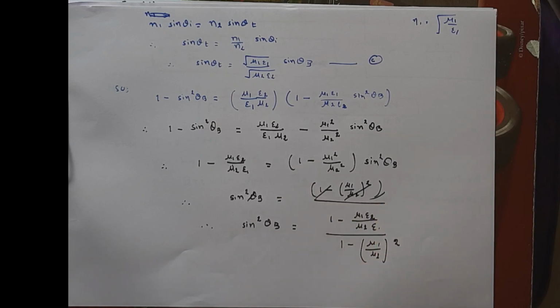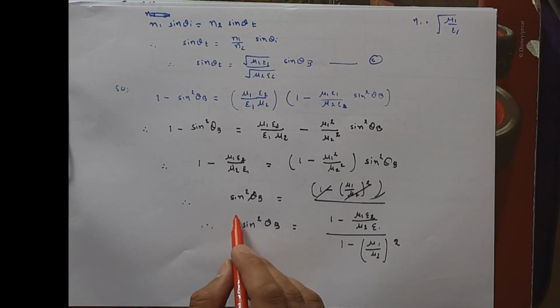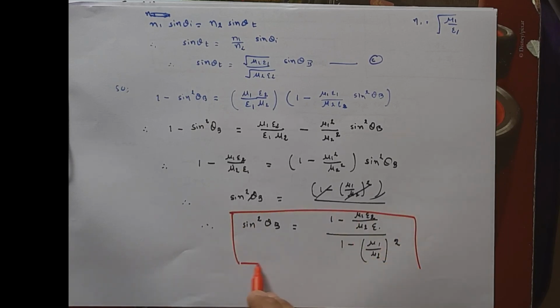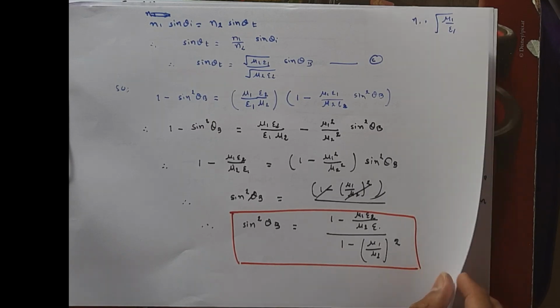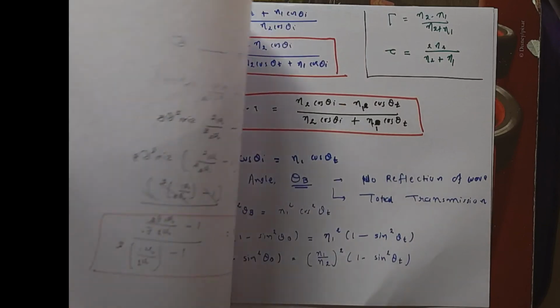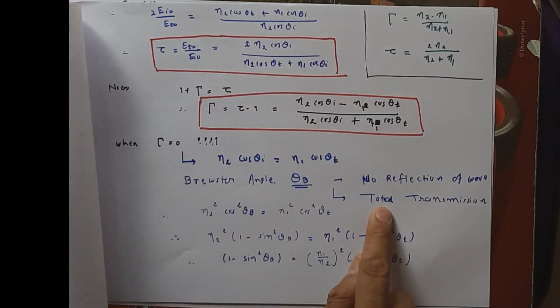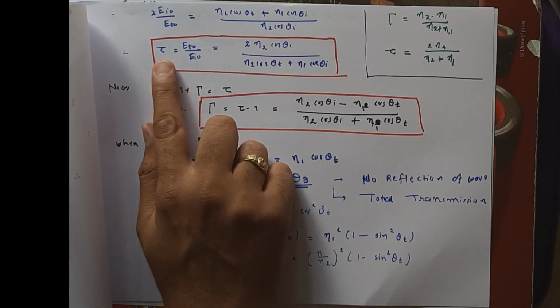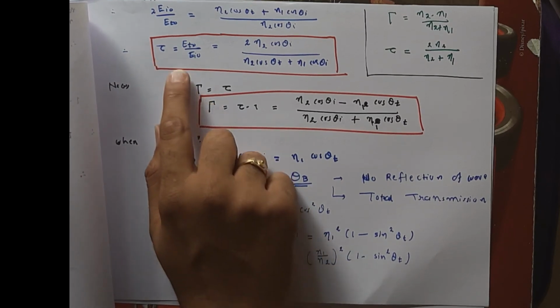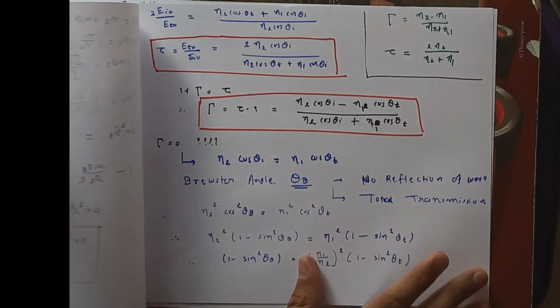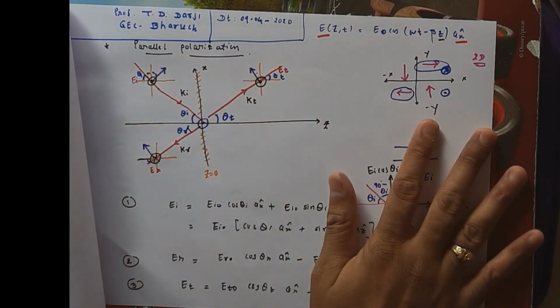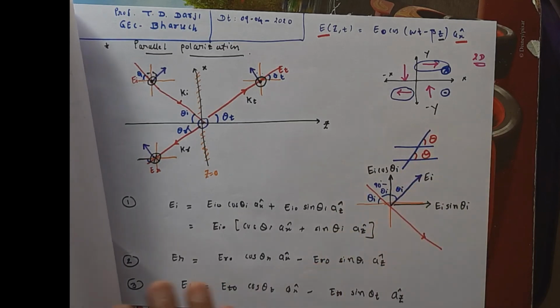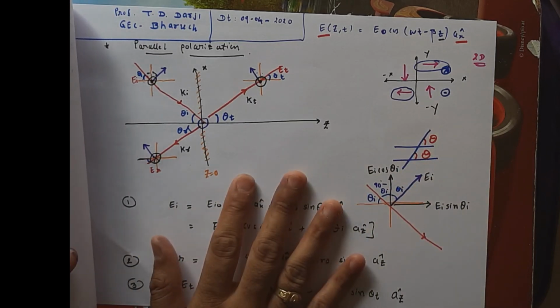Clear? So it is nothing but the calculation of the Brewster angle. What do you mean by the Brewster angle? The Brewster angle means there is no reflection, it's a total transmission of wave. That is known as the Brewster angle. And this is the equation of transmission coefficient and reflection coefficient for parallel polarization of wave. So here we have finished the discussion of parallel polarization of wave.